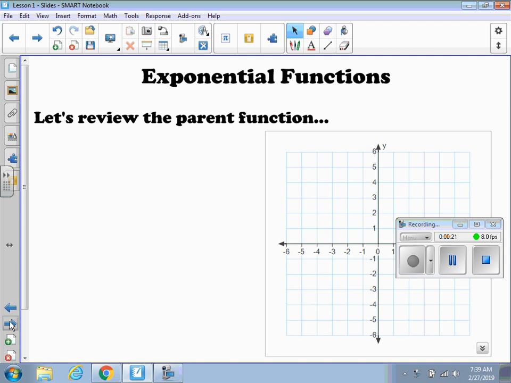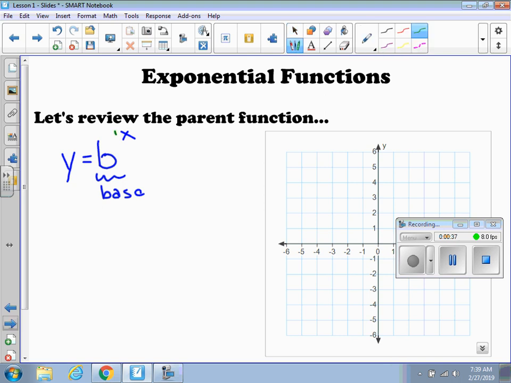We're going to review our parent function. So the parent function is y equals b to the x power. All right, so the b is your base, and that's just going to be any number. The x up here, of course, is your variable. And remember that your variable is in the exponent. So the variable is in the exponent, it's exponential.